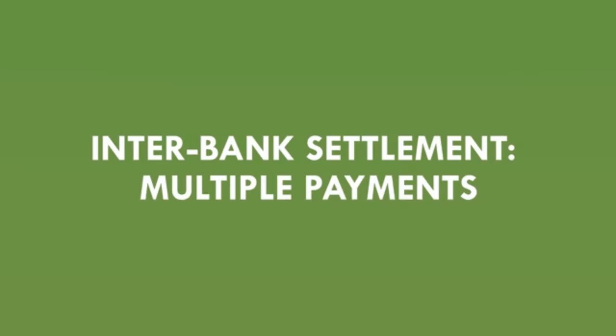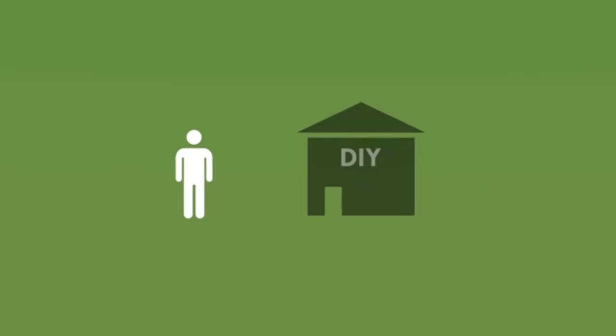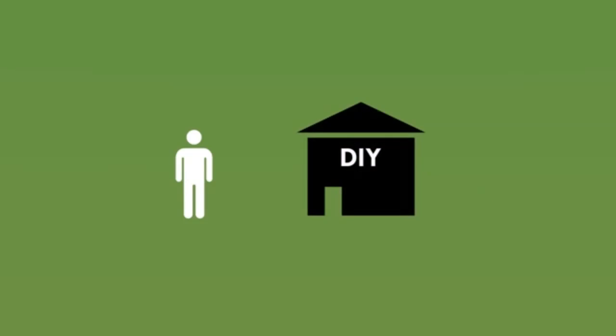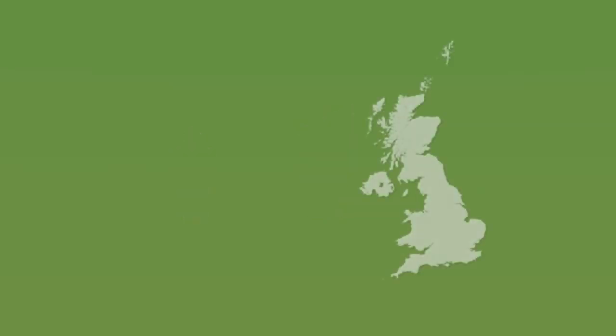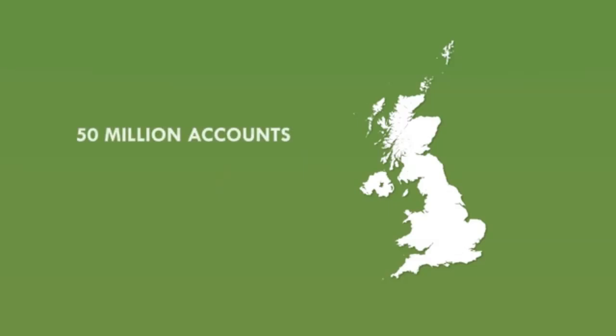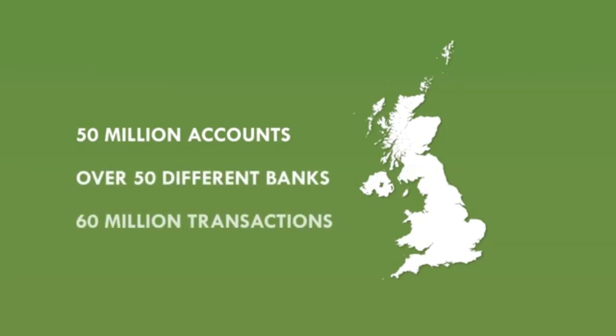Now, this was a simple example that involved just one payment between two bank customers, Robert and the DIY store. Only two banks are involved. But in the UK right now, there's around 50 million people with bank accounts. Some of these people make more than one electronic payment a day, and they bank with over 50 different banks. In fact, every day, over 60 million transactions are made between bank accounts in the UK through a number of different payment systems, including Visa, MasterCard, direct debit, and online bank transfers.